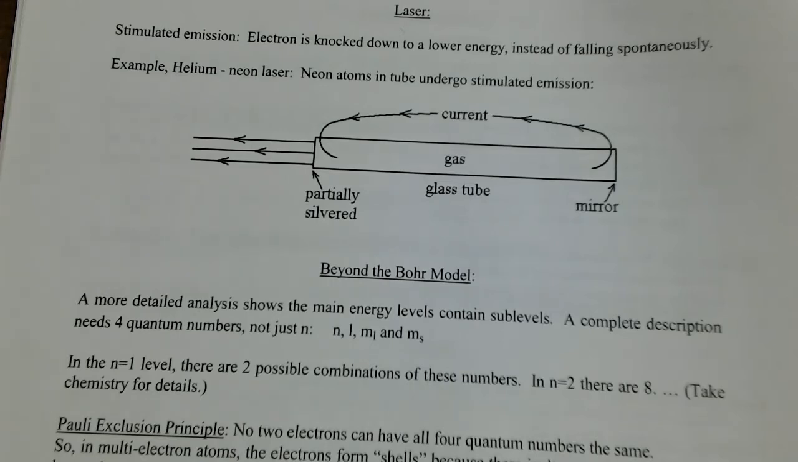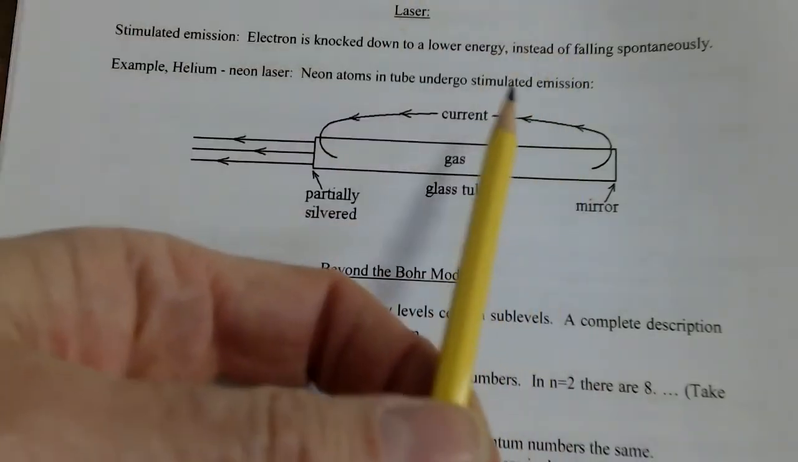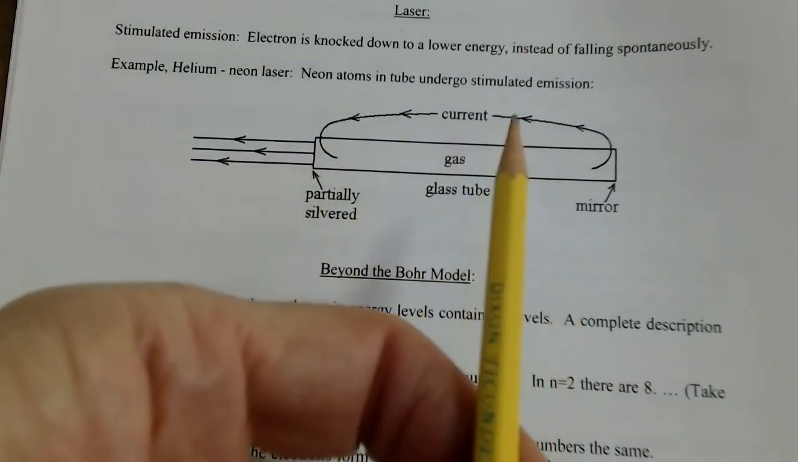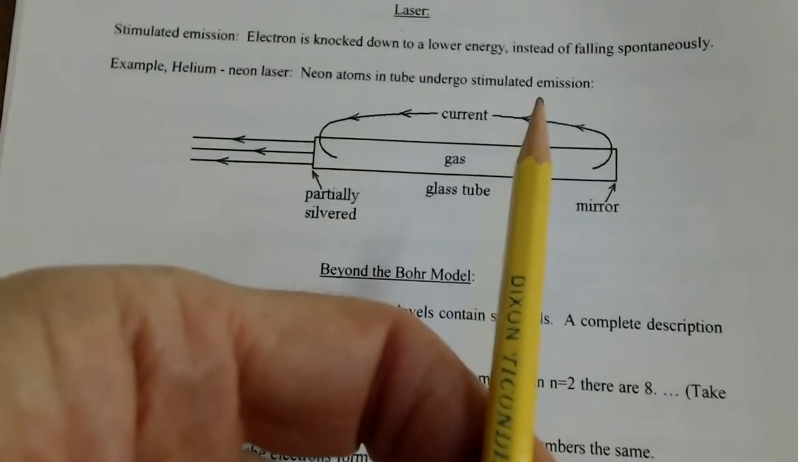But atoms or molecules, whatever kind of substance you're talking about, you need to get a lot of them all excited at the same time. And it's a lot easier to do that if there's an excited state with an unusually long lifetime. So anyhow, floating around inside this tube are a whole bunch of excited neon atoms.